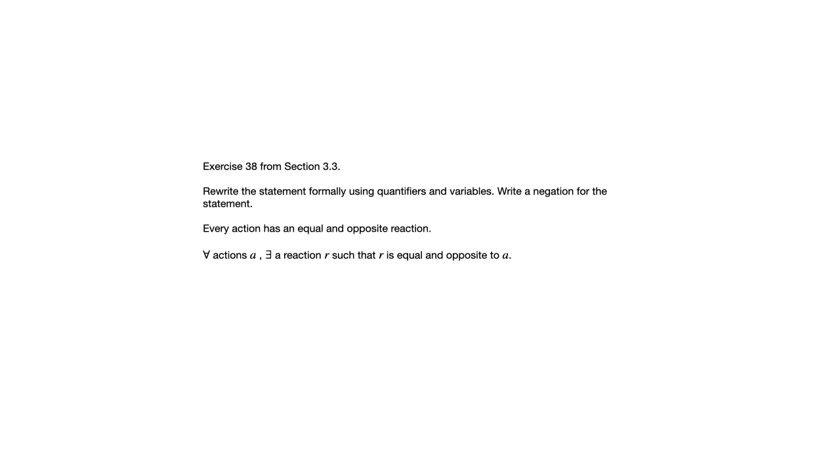They also ask for a negation. Just like the previous example we were looking at, we're going to switch both our quantifiers, and we're also going to negate the predicate portion of the statement. So that would say there exists an action A such that for all reactions R, R is not equal and opposite to A.